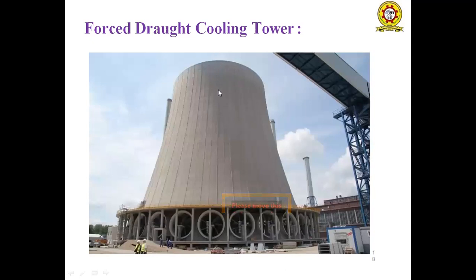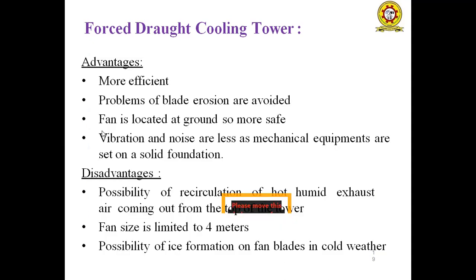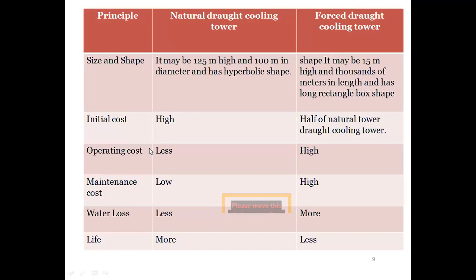There will be a recirculation of the hot water because fans are used. So again, this hot water will be sent into this tower, which reduces the efficiency of the cooling tower. Next, fan size is limited to up to 4 meters. There is a possibility of ice formation on the blades in cold weather. When the temperature is very low, ice formation on the blades is possible. So these are the disadvantages of the forced draught cooling systems.